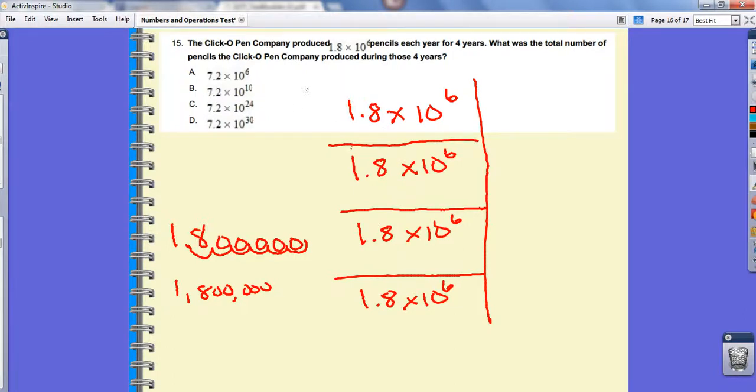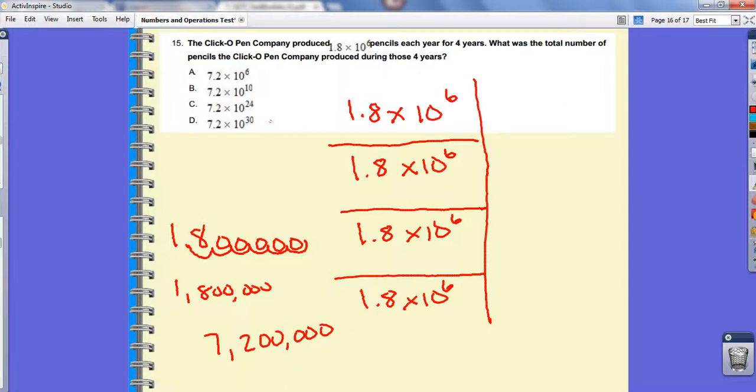So if I want to look at that, I can say, okay, and just multiply and then put it back in scientific notation. So if I said 1,800,000 times 4, well, it's going to give me 7,200,000. Well, that's my standard form.